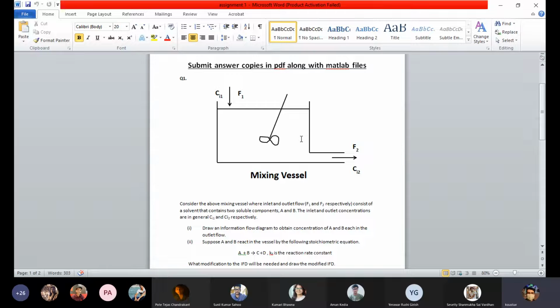Okay, thank you. Any other doubts? Sir, if we are adding A and B separately, will we also have to take height as a variable? Oh, that you have to consider. It is not explicitly mentioned, but since this is a mixing vessel tank, there is always a liquid height. So think about it, and accordingly you have to draw the information flow diagram.